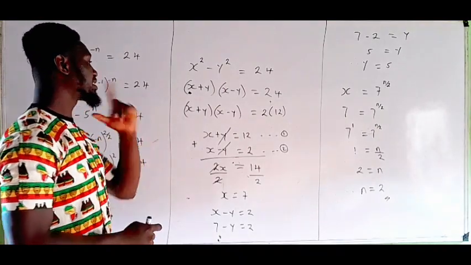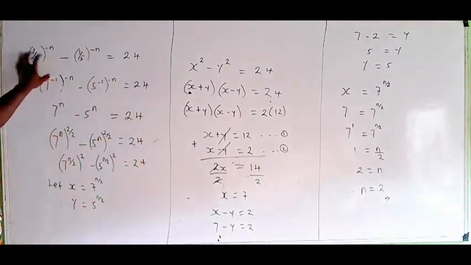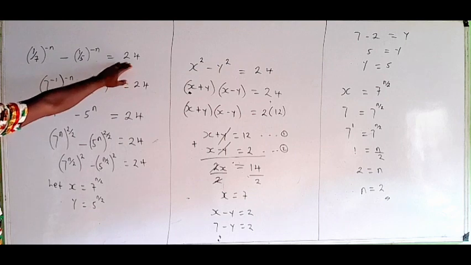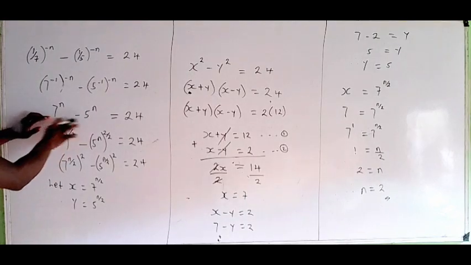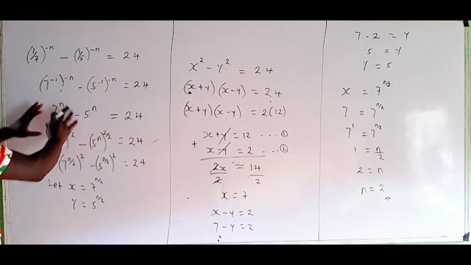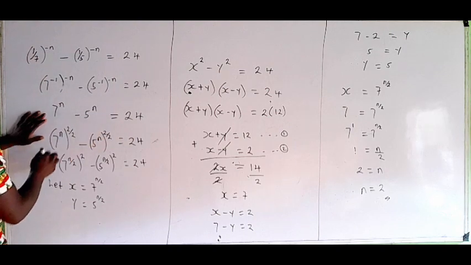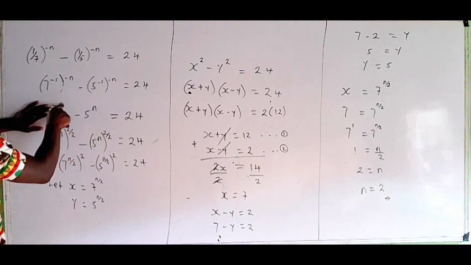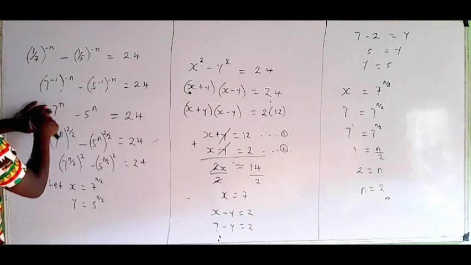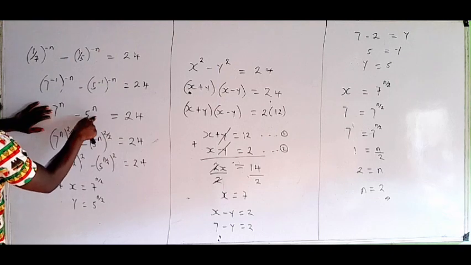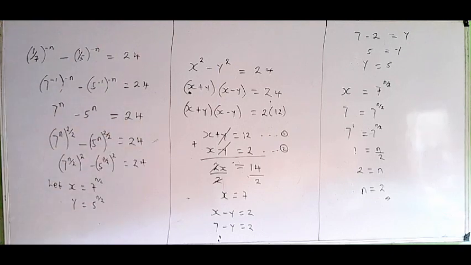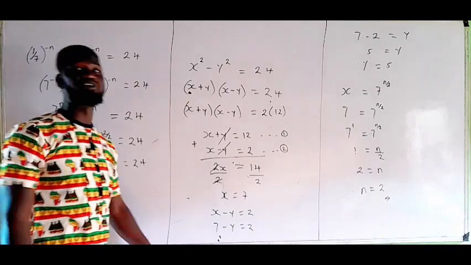So you can check here to know if the difference will actually give you 24. Or you can just come back to this place here, because this is just like a simplification of the equation. So you put 2 here, then you put 2 here, you put 2 here, which is n. So this will give you 49 minus 25, and that will give you 24, which is very, very correct.